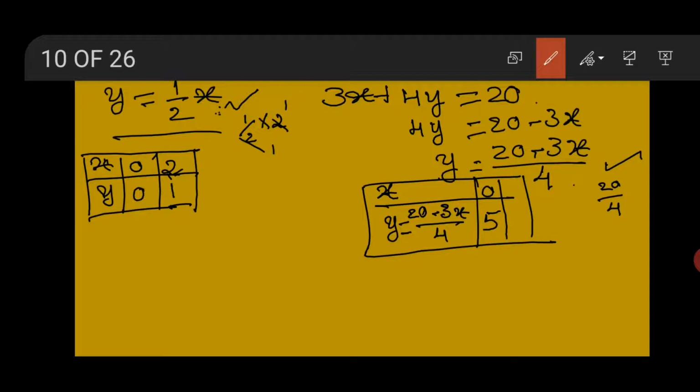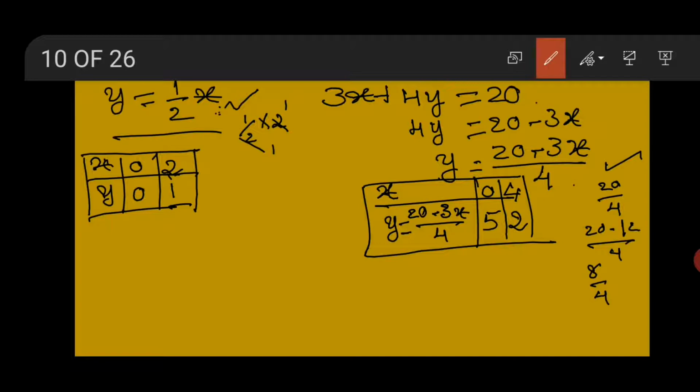Similarly, put the value of x as 4. What happens? 3 fours are 12. 20 minus 12 divided by 4. 20 minus 12 is equal to what? 8 divided by 4 is equal to 2. So we have both the values. Now plot this on a graph. You should take a graph sheet and paste it in your notes.